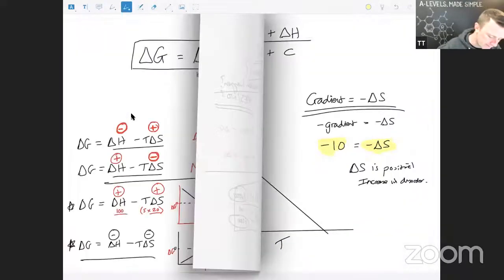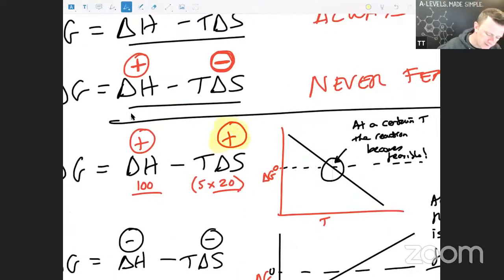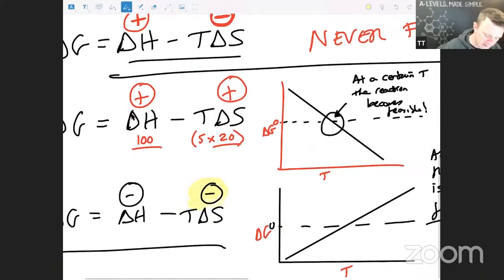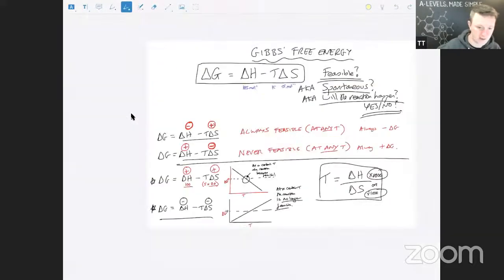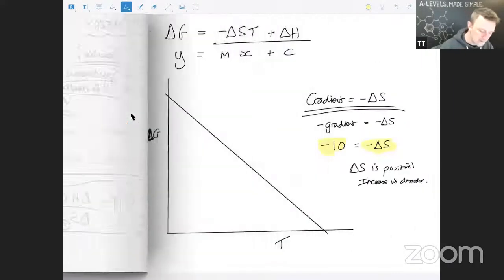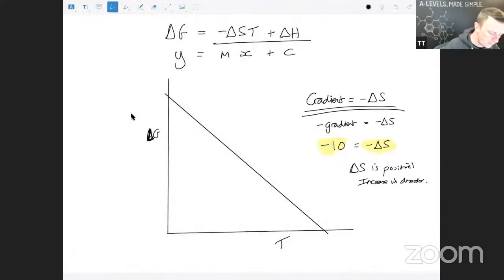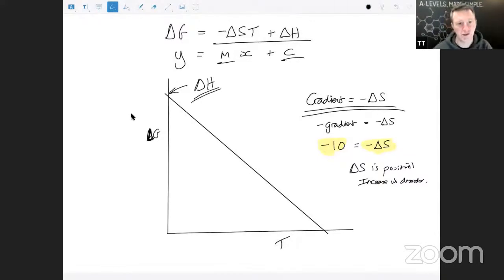Like I said, it links directly back to what we just said here, where you've got a positive delta S and a negative correlation. When you've got a negative delta S, you get a positive correlation. That's the reason why. It all links together, guys. As we mentioned before, M is your gradient. C is your y-intercept, and that will be your delta H for the reaction. So if you were asked to find the delta H using a graph, you could easily do that.